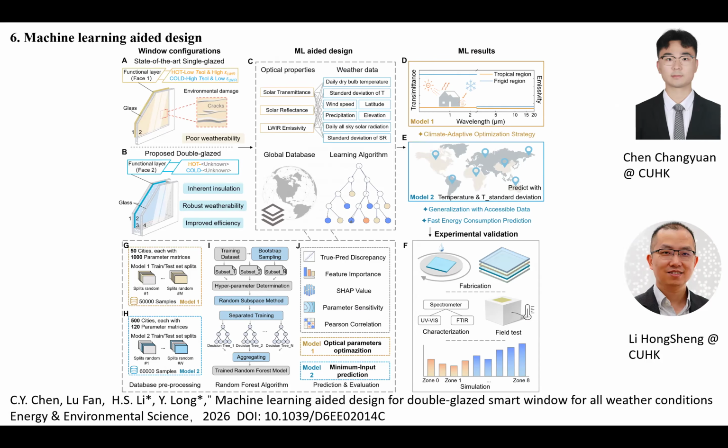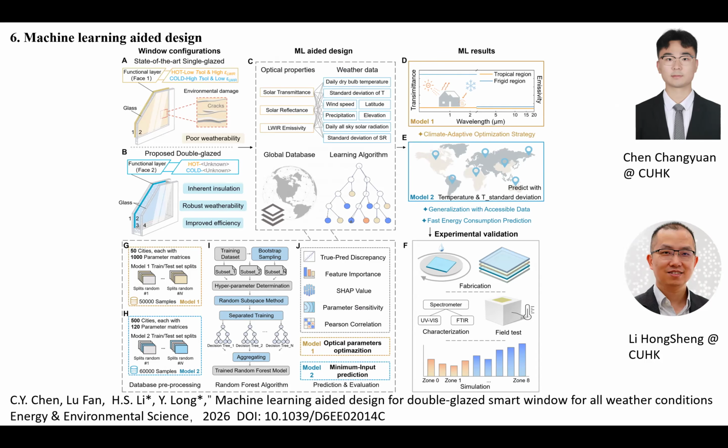So we think we need to put it inside, like a proposed double glazed glass. But if we put it there, in this phase two, we don't know what optical properties are needed. That's why we use machine learning. We need to understand the solar transmission, solar reflection, and the long wavelength emissivity, with so many weather data, such as wind speed, precipitation, and elevation. There are so many things here, and it is so complicated in different regions.